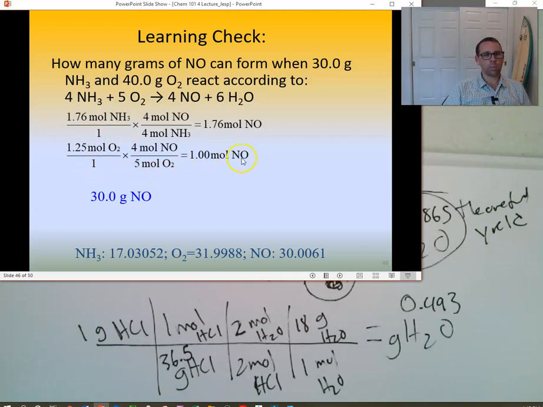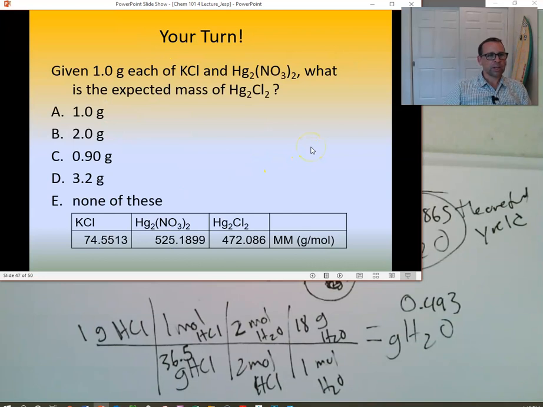1 mole of NO, down here it says, is 30 grams of NO. Now I got these 1.76 moles of ammonia by taking the 30 grams and converting it to moles. And I got the 1.25 moles of oxygen gas by taking the 40 grams and converting it to moles. Excellent job. Okay, here's another one.